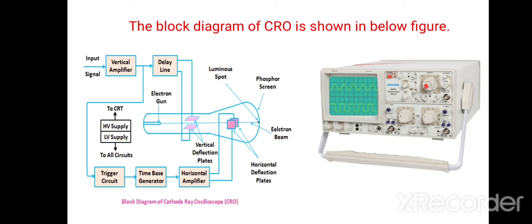Next, we will discuss the delay line, that is the second block. The main function of the delay line: as we already know, the input signal is applied to the horizontal as well as the vertical deflection plates in the CRO. But before reaching the horizontal deflection plates, the signal passes through different blocks such as the trigger circuit, the time base generator, and the horizontal amplifier.